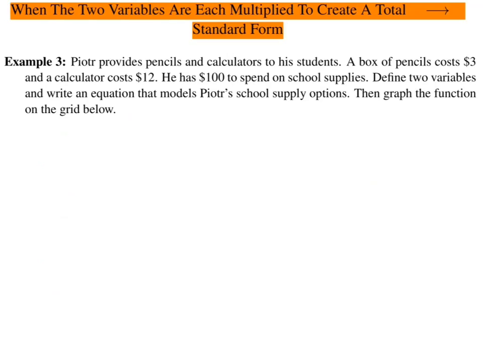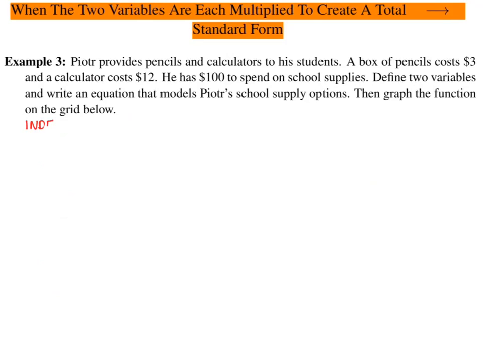Okay, last example. This one is faster, but not necessarily easier. We have a Piotr. He's providing pencils and calculators to his students. A box of pencils, $3. Calculator costs $12. He has 100 bones to spend on supplies. So we have to define 2 variables.